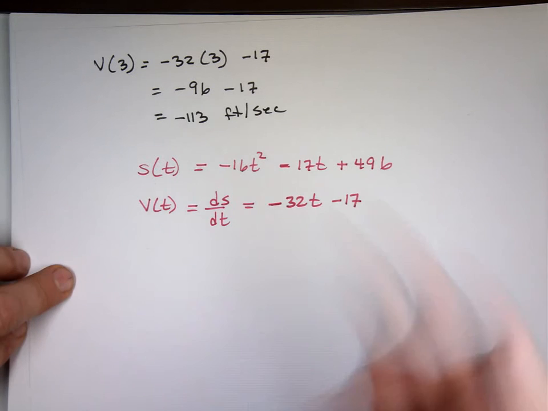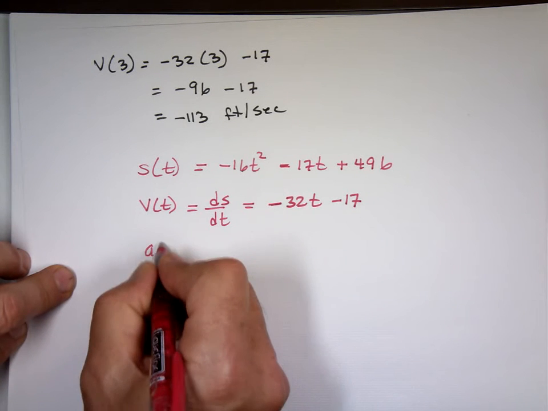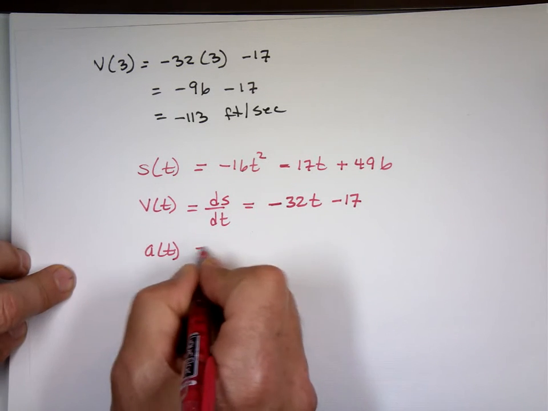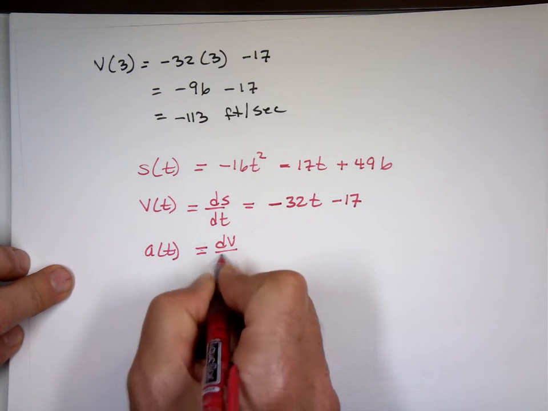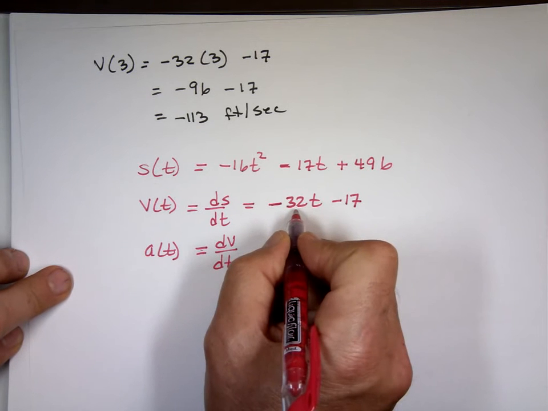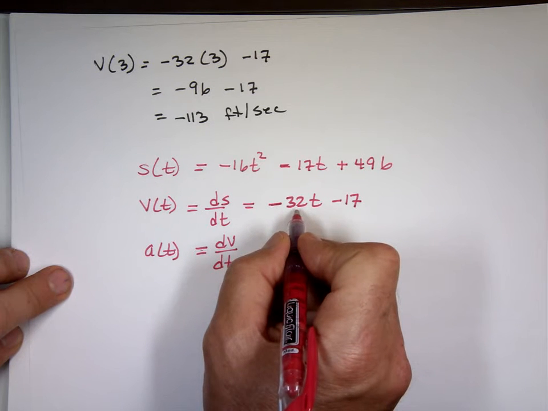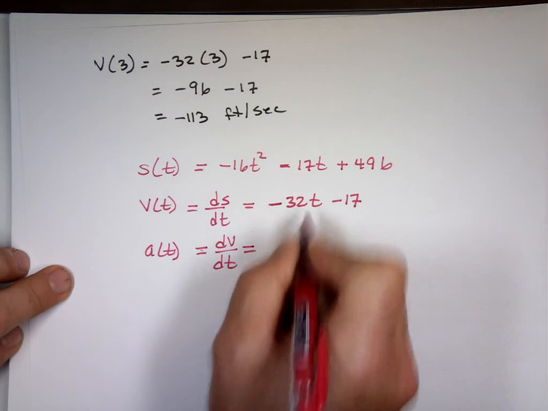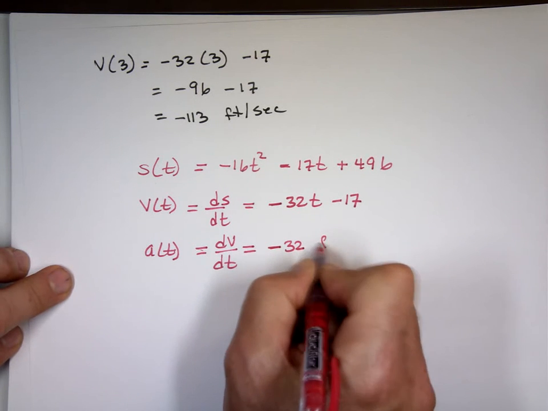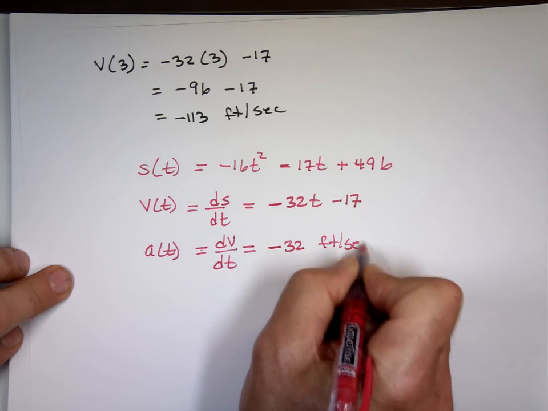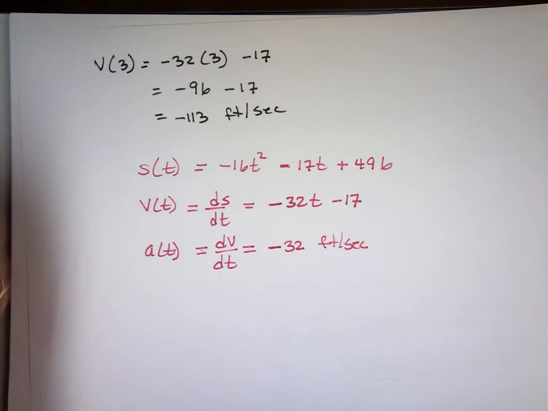They didn't ask you for this, but if they did ask you for the acceleration, guess what the acceleration is? It's the derivative of the velocity, the derivative of this. And the derivative of that is negative 32 feet per second squared. What is gravity on Earth? Anyone? Meters per second squared. And feet? 32 feet per second squared.